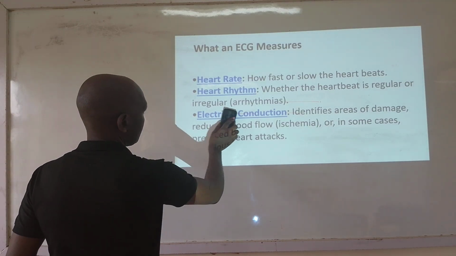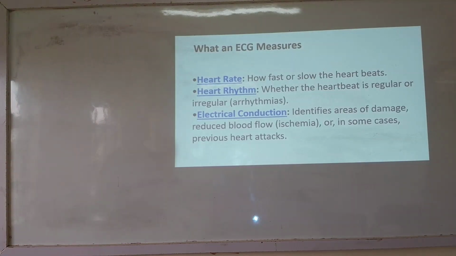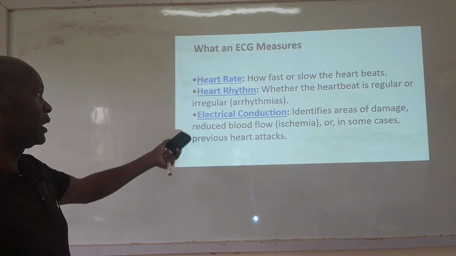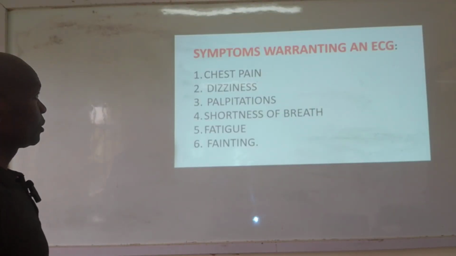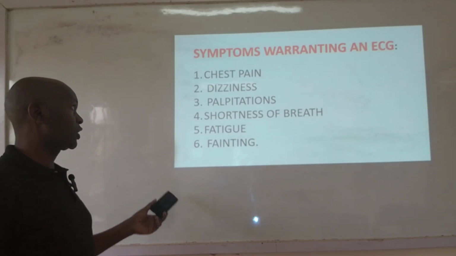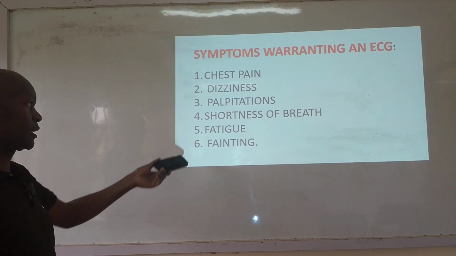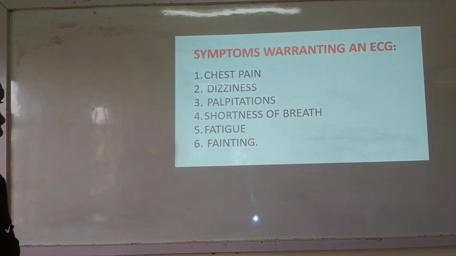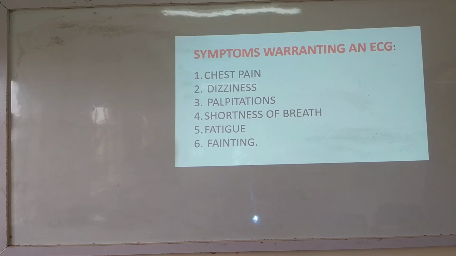Some of the things that an ECG can pick is the heart rate. It can also pick the heart rhythm and electrical conduction as well. What are the symptoms that we look at before we send a patient for an ECG? We look at these symptoms: chest pain, dizziness, palpitations, shortness of breath, fatigue, sometimes fainting. So some of these symptoms are indications for an ECG.